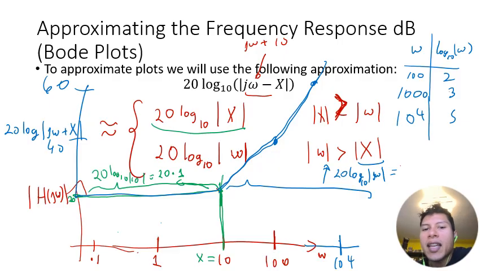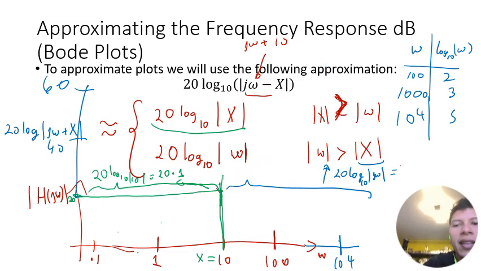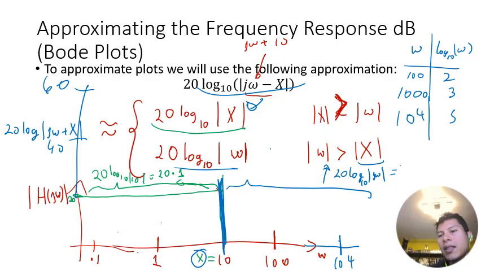So as you can see, generating plots using this approximation is actually quite straightforward. And I'm going to go over more examples. Here I just wanted to introduce the approximation and give you an idea that all we're doing is, when omega is less than x, we're just going to use this expression to approximate each of these monomials. When omega is greater than x, then we're going to use this expression to approximate these monomials. And then in the next slide, we're going to go over an example, and you will get an idea of how to generate these magnitude plots in decibels.